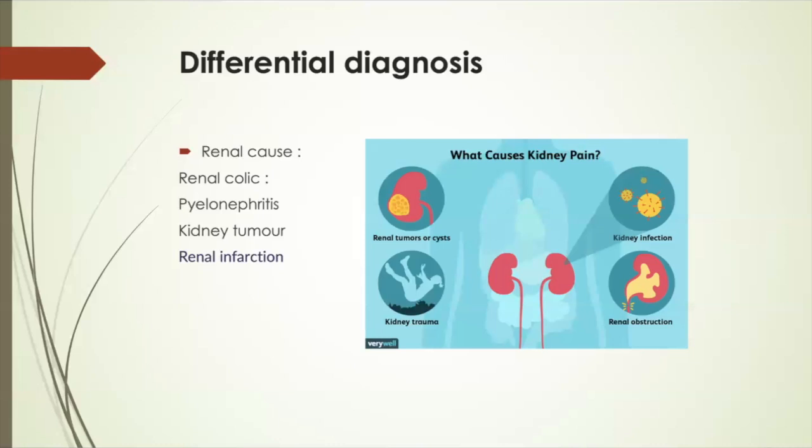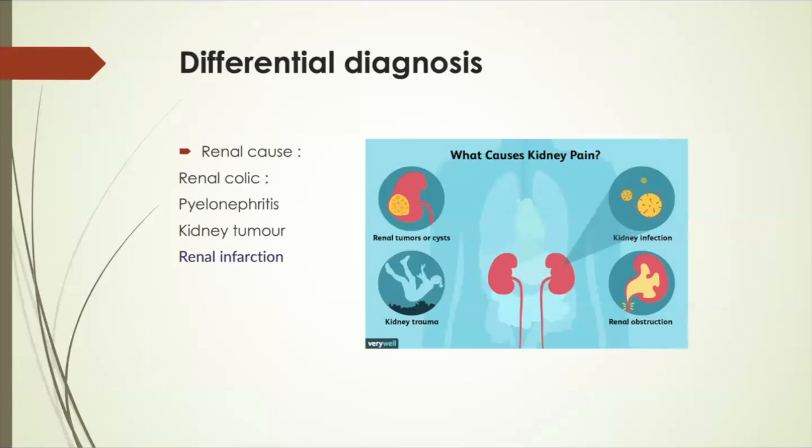Also, I will talk about pyelonephritis, another renal cause of loin pain. The patient usually comes with frequency of urine and burning micturition. The patient looks ill and has a high temperature. Sometimes they come with rigors also. When I investigate a patient with suspected pyelonephritis, I find the total white blood cell count is very high and the patient has pyuria. The other cause is kidney tumor.